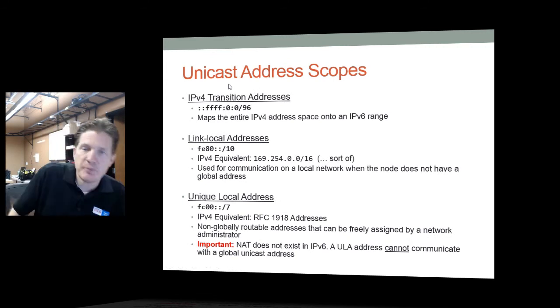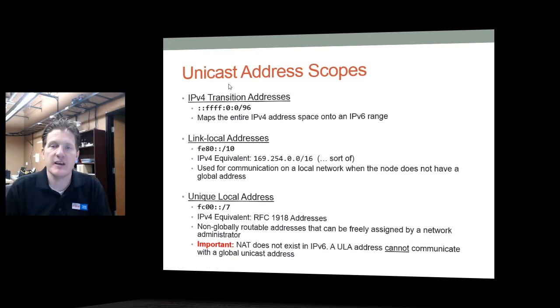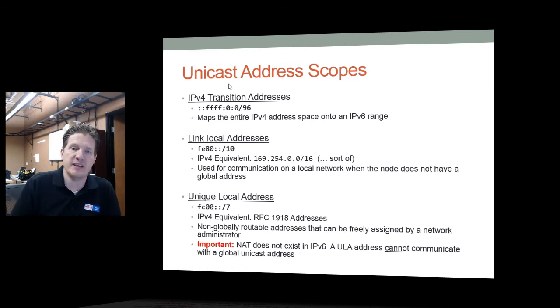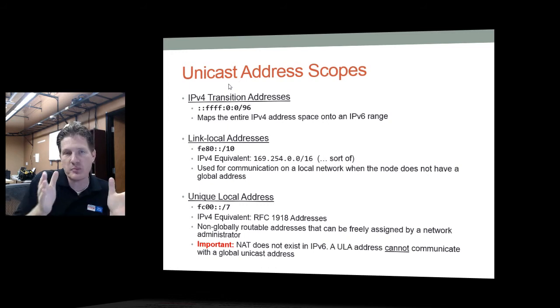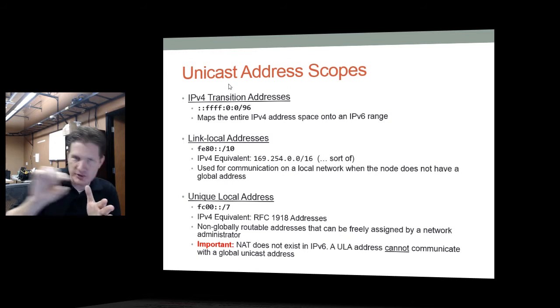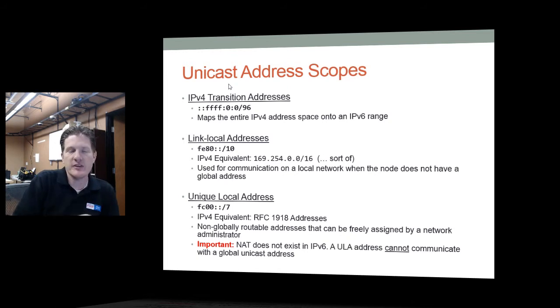There's also an IP version 4 transition address. Basically, what it does is it takes the entire IP version 4 address space and puts it inside an IPv6 address. And this was to transition from IPv4 to IPv6. Basically, you know you're dealing with an IPv4 transition address when you see it as compressed zeros, colon, colon, with 4 Fs followed by the IP address embedded in there. This is the IP version 4 transition address.